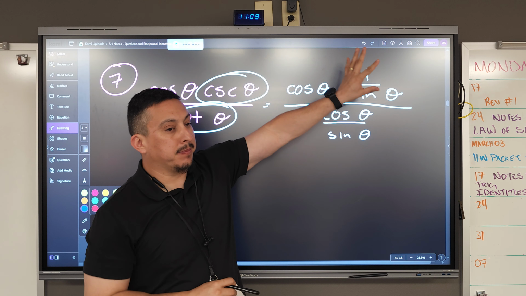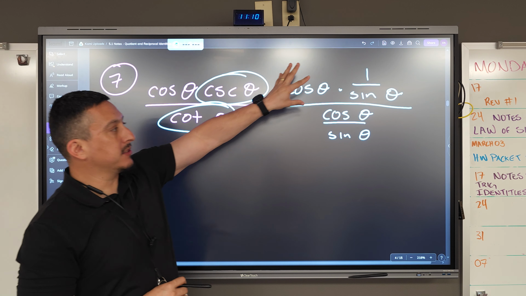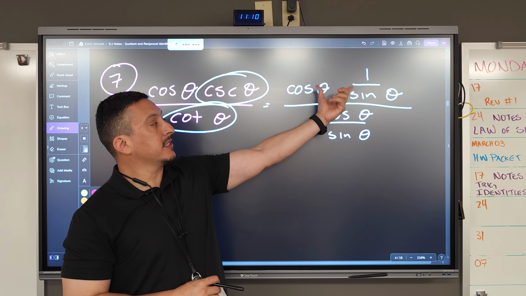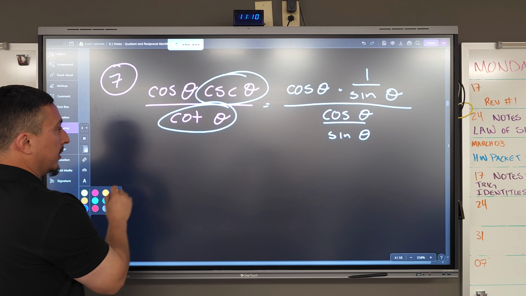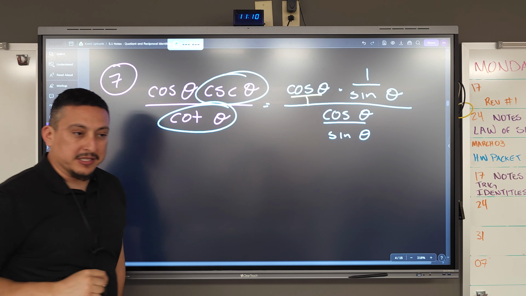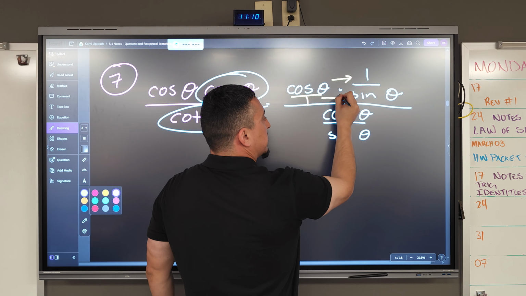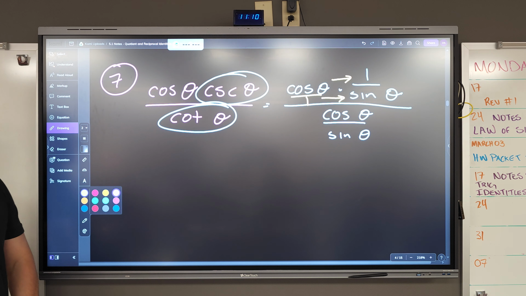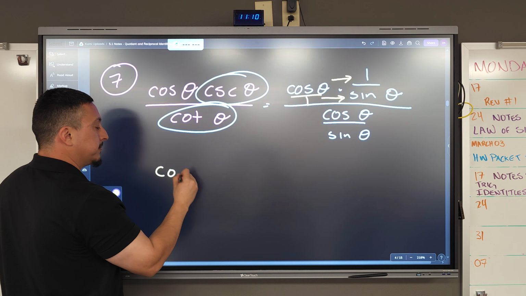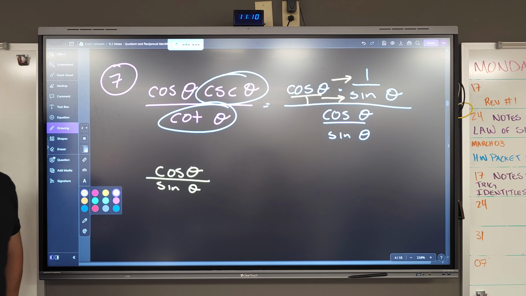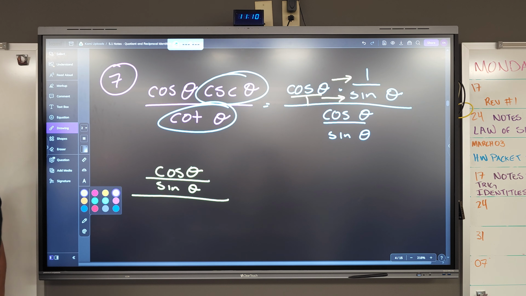You mess with the part that has the most things. So right now, the top, we need to fix the top first. I can't do hamburger here. I've got to simplify the top. So this is really over 1. Remember, fractions like fractions. And when you multiply fractions, you just multiply them straight across. So cosine times 1 is just cosine. 1 times sine is just sine. That's the top, the numerator. And then a big line, because you're separating the fraction from the other fraction.